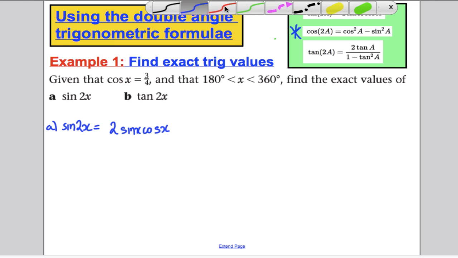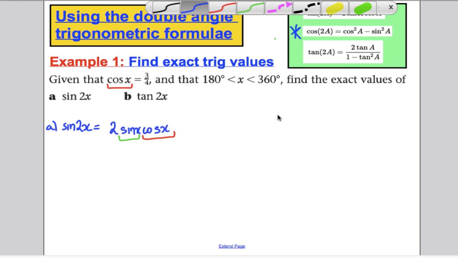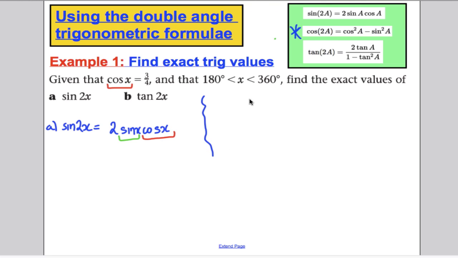Now luckily we are given cos x already. We know the value of cos x. We do not, however, know the value of sine x, so we better find the value of sine of single x. Now this is a separate bit of working over here.